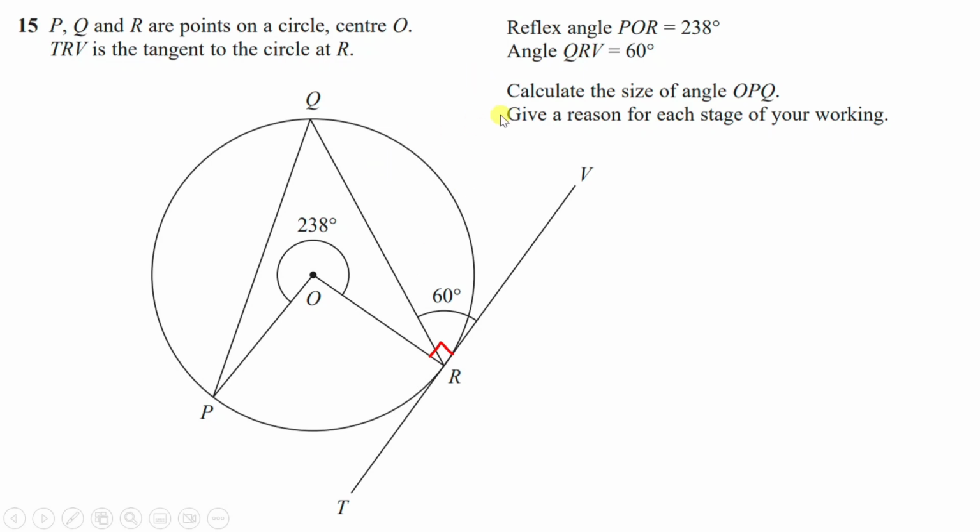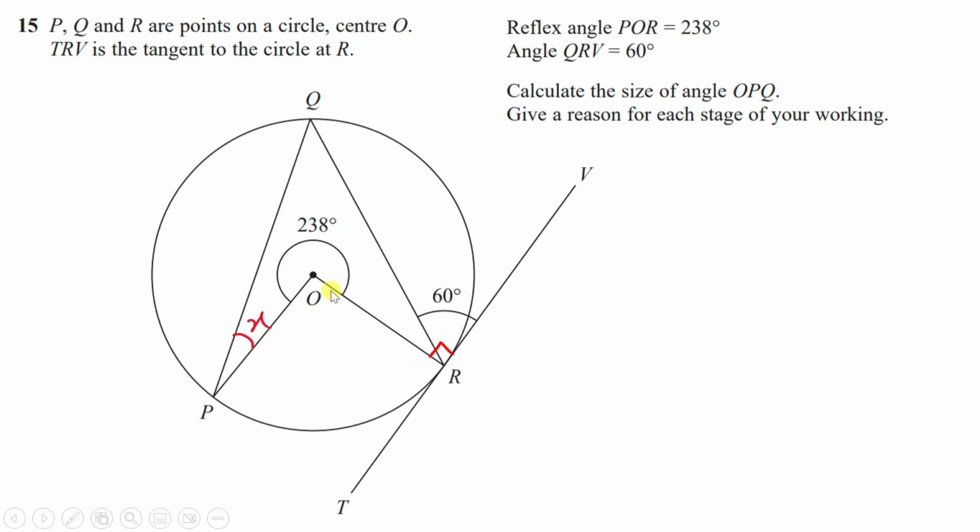So other key information is that the reflex angle POR is 238, so that's this bit here, and the 60 degrees we know. But most importantly, they want the size of angle OPQ, which is here, and we need to give a reason for every stage of our working, and that is the annoying part. So we're going to have to do that together, guys. So let's make a start.